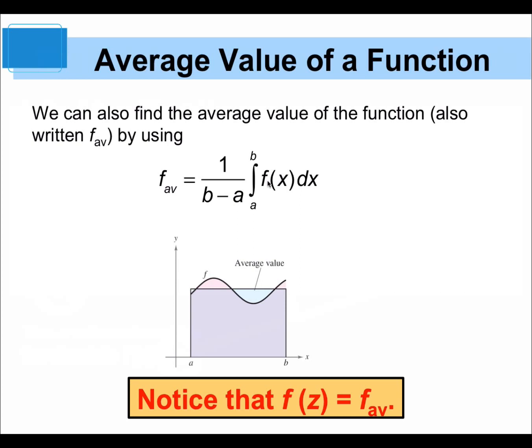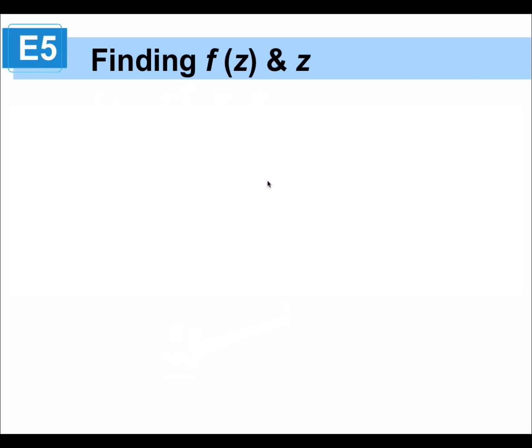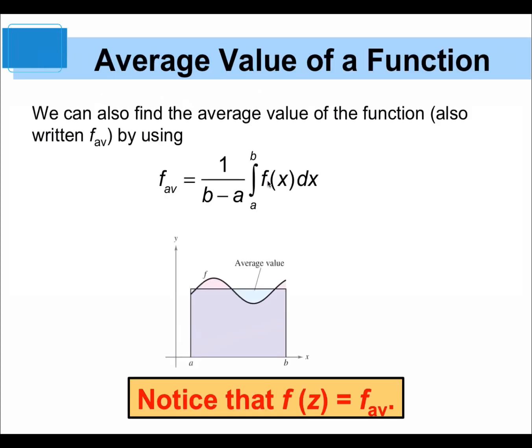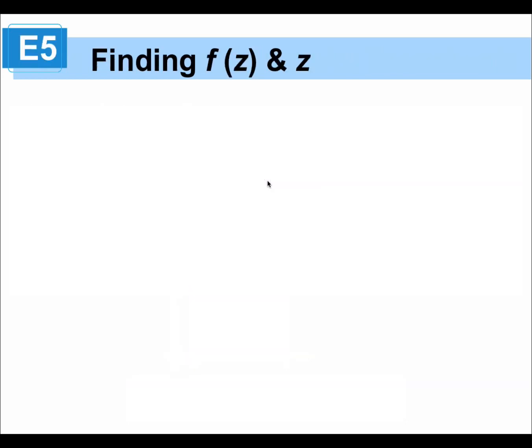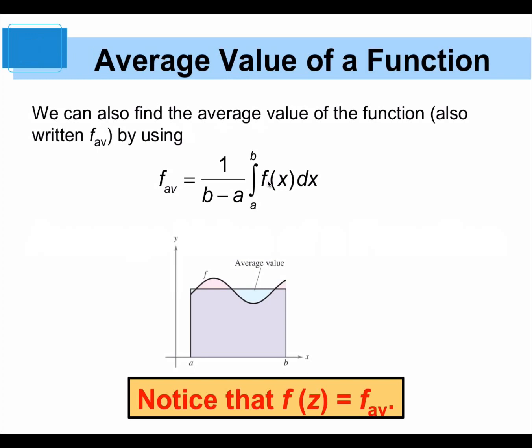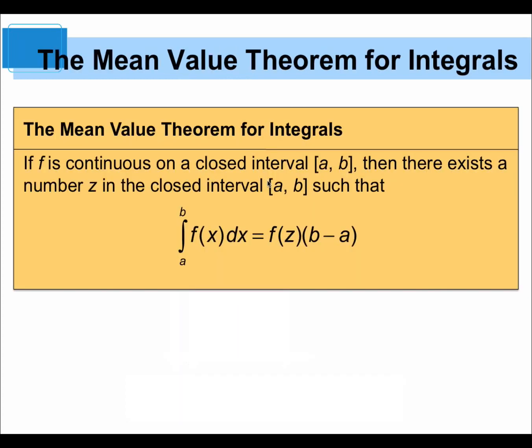Okay, so we're going to plug and chug and do some calculations next. Wait, what? There's nothing new on that slide, except f of z equals f of av. Same picture, same function, same everything. Why is that one over b minus a? I just took this one and divided both sides by b minus a.